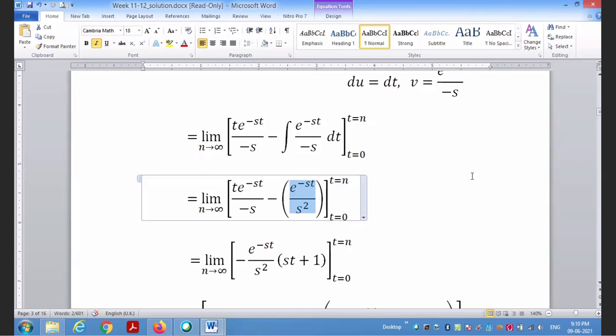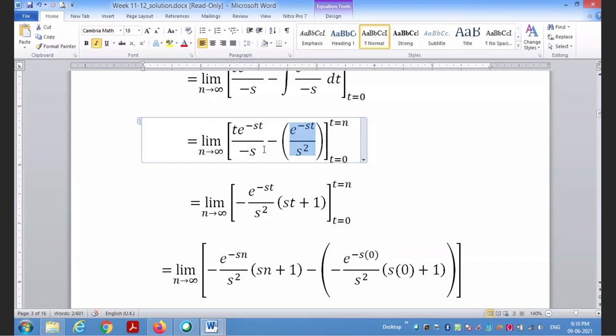Because we integrate this, we will get e to the minus st and then over minus s times minus s gives you s squared. All right, and then you evaluate t from 0 up till n. We simplify these expressions. We take this thing out. So minus e to the minus st over s squared, we take that out, and then multiply by st. We get the first term.